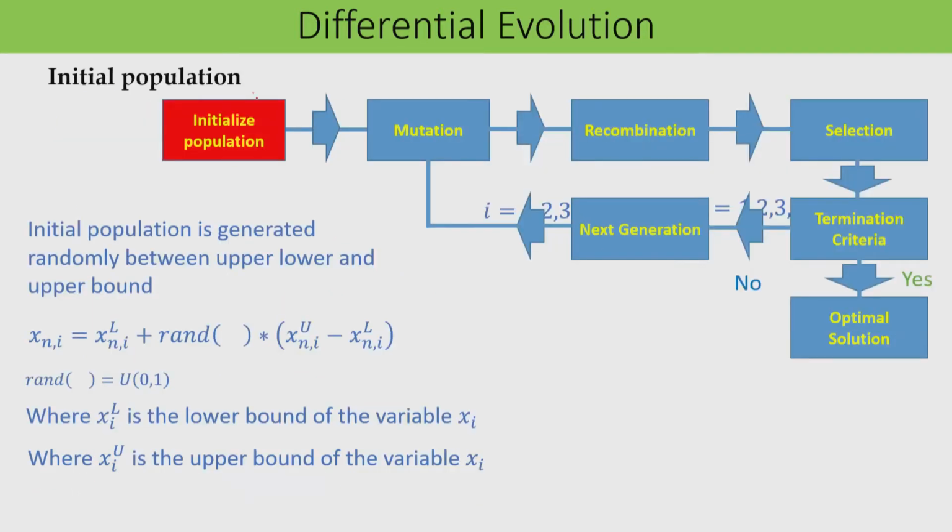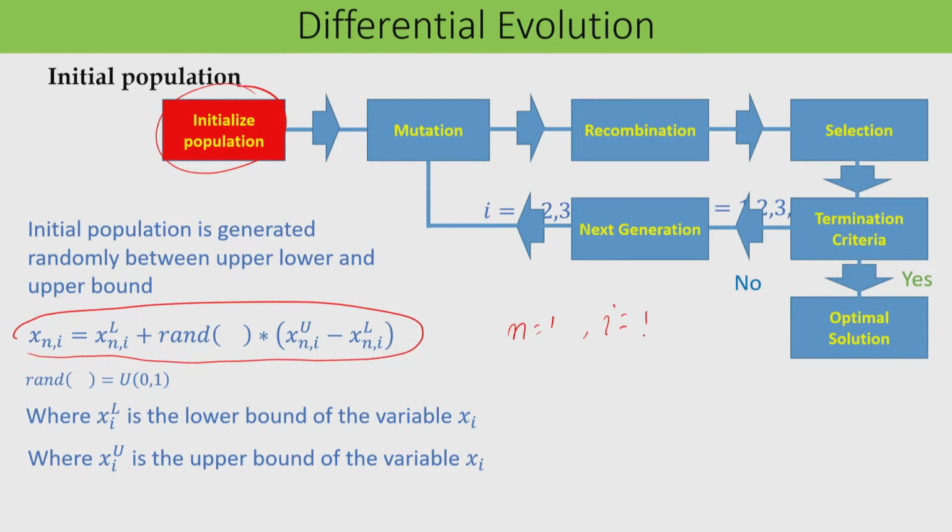Now, the first step is to initialize the population. I can create the initial solution using this equation. Suppose n equal to 1 and i equal to 1. That means, for the first solution and first variable, the lower bound, this is x_n,i lower, then I am generating a random number between 0 and 1, multiplied by the upper bound of this particular variable minus the lower bound of this particular variable. Then I am creating the first solution. Let me explain it here.